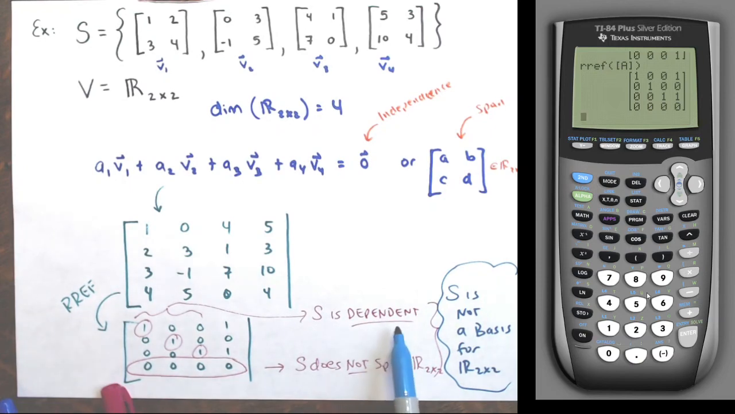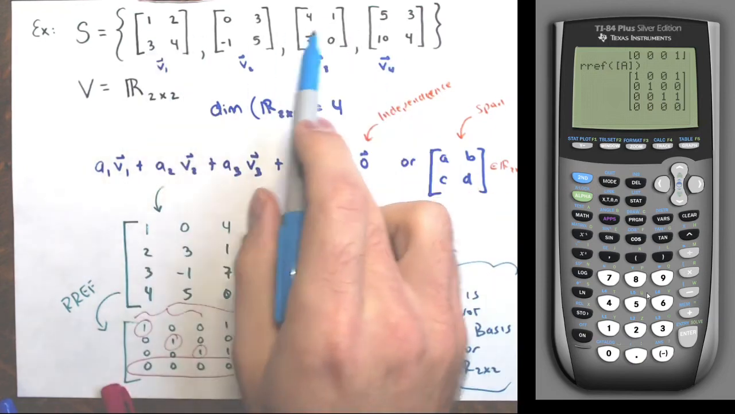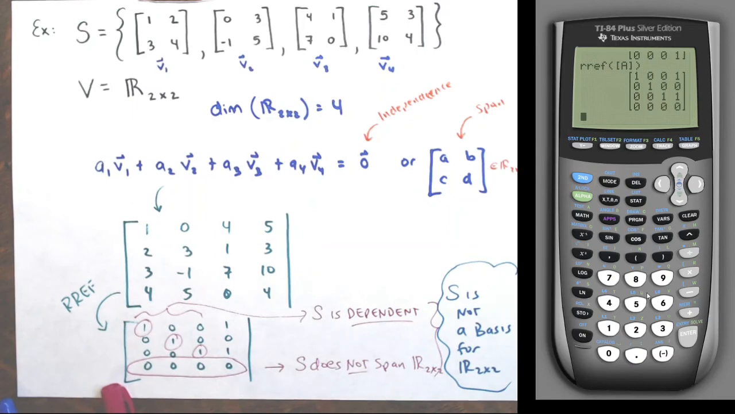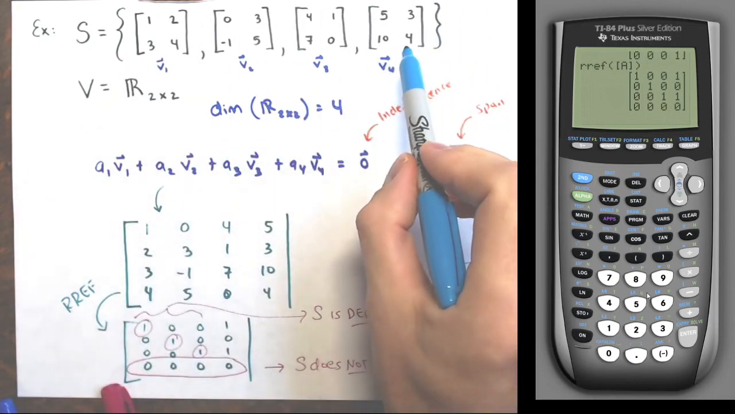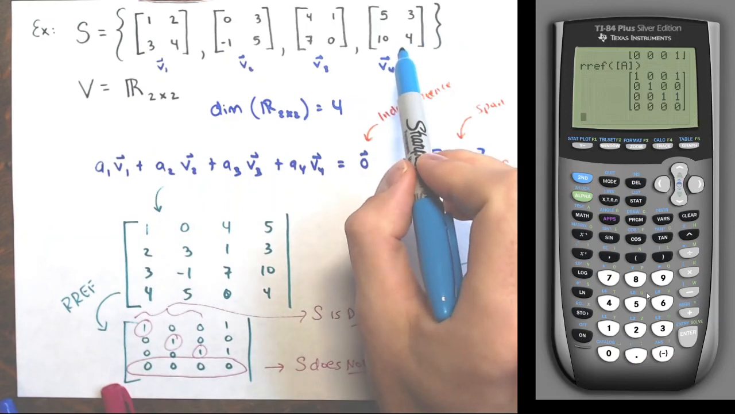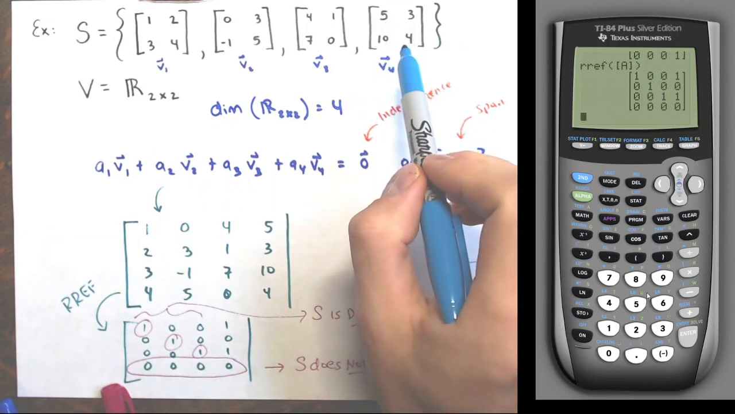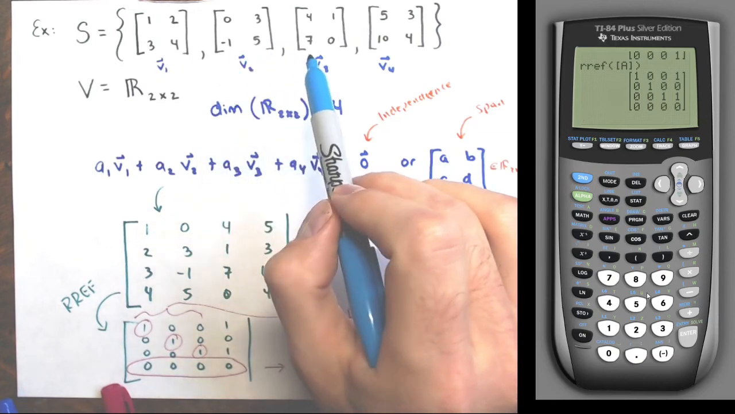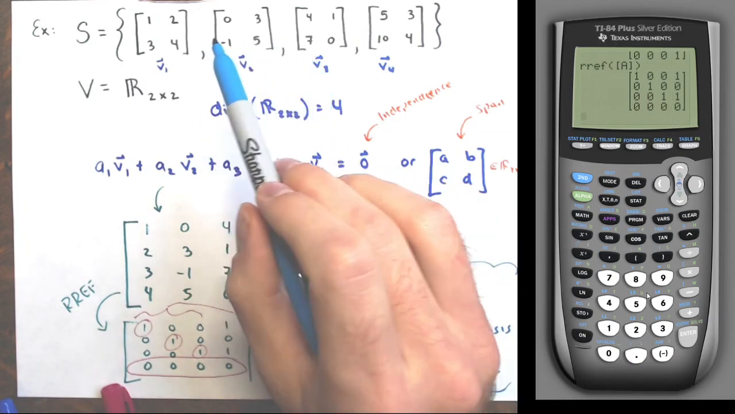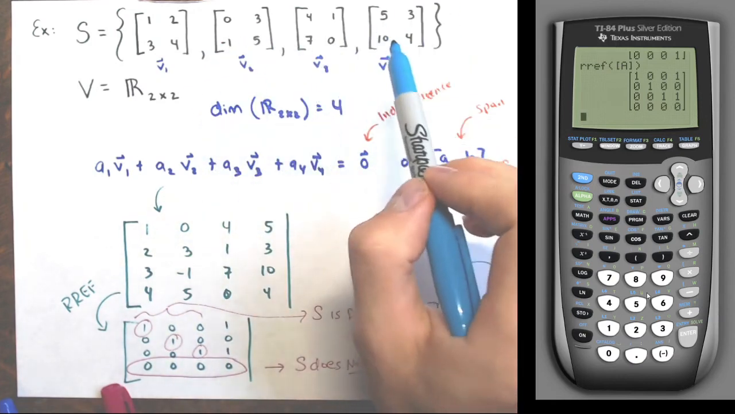And S is dependent. That also means that any of these vectors can be written as a linear combination of other vectors in the set. And I purposely made this one up. Maybe you saw it. See how vector v4, this 5, 3, 10, 4, is just v1 plus v3. If you take this matrix plus this matrix, you get that one. So I really don't need this one.